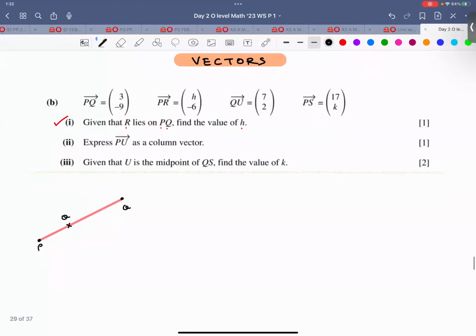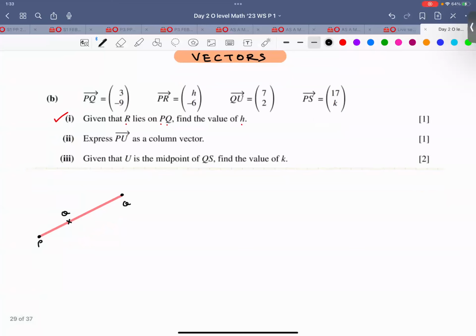We don't know for sure, but definitely they are collinear points. When we talk about collinear points lying on the same straight line, if we study coordinate geometry, it means the gradient of PQ and the gradient of, I think this one is R, let me label it, so this one is R. Gradient of PR is the same thing as gradient of RQ. That is if we study coordinate geometry.